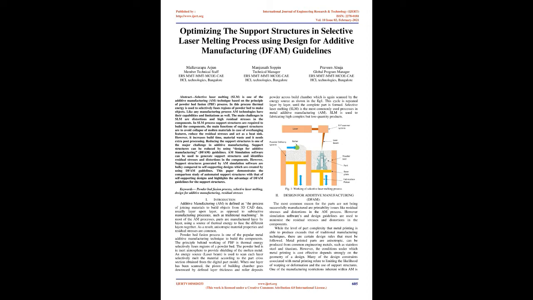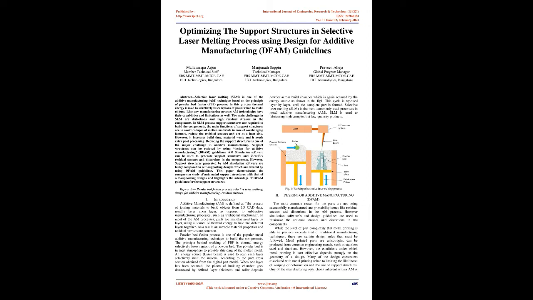Reducing the support structures is one of the major challenges in additive manufacturing. Support structures can be reduced by using Design for Additive Manufacturing, DFAM, guidelines. AM simulation software can be used to generate support structures and identify residual stresses and distortions in the components. However, support structures generated by AM simulation software are bulky compared to self-supporting designs, which are created by using DFAM guidelines. This paper demonstrates the comparison study of automated support structures with that of self-supporting designs and highlights the advantage of DFAM guidelines for the support structures.